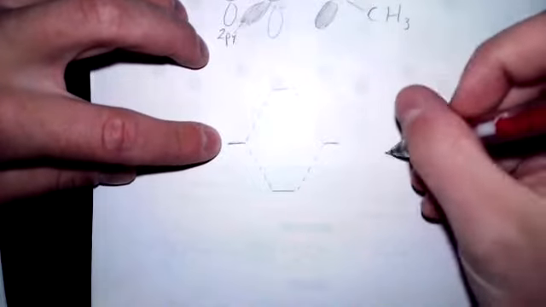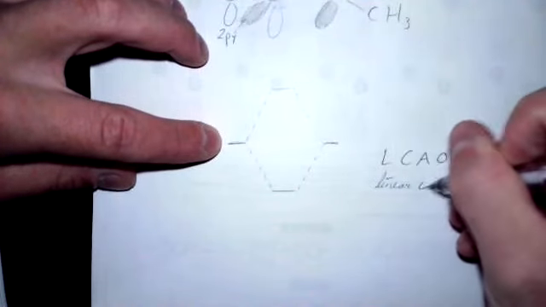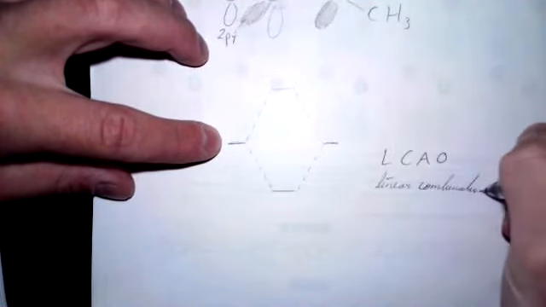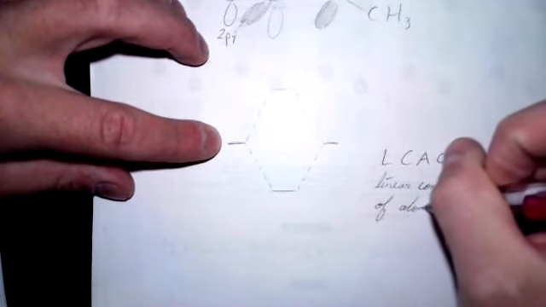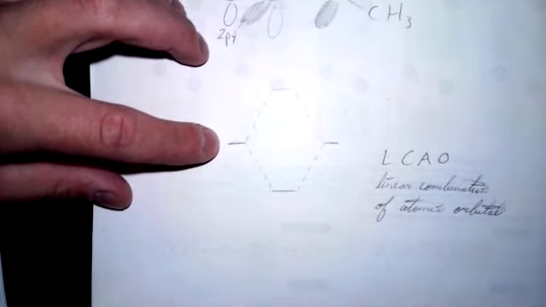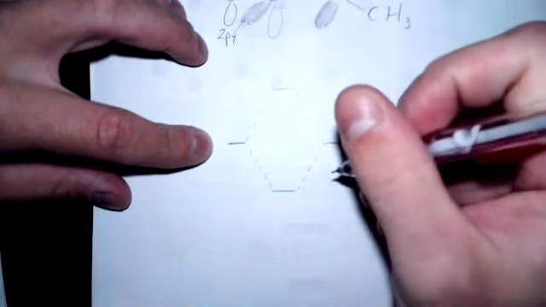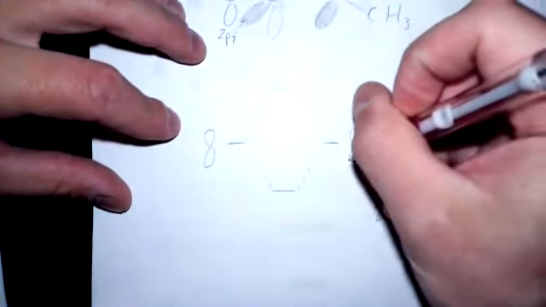If you ever, you're a linear combination of atomic orbitals. That's how we make molecular orbitals, right? And that describes bonding in organic molecules and sort of the theoretical framework all this is based off of. So I've got a p orbital over here and a p orbital over here. Oxygen p orbital and a carbon p orbital.